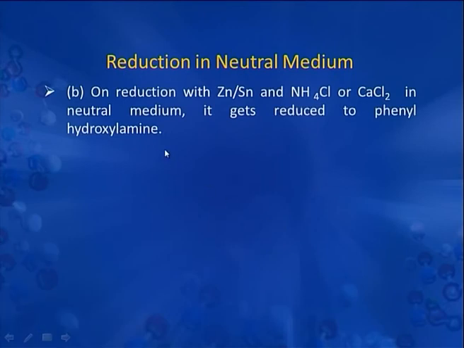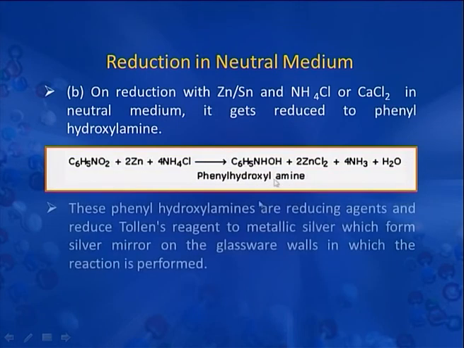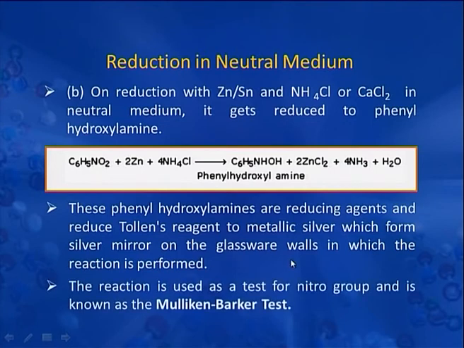On the other hand, upon reduction with zinc or tin in presence of ammonium chloride or calcium chloride in neutral medium, nitrobenzene is reduced to phenyl hydroxylamine. These phenyl hydroxylamines are reducing agents and they reduce Tollens reagent to metallic silver, which forms silver mirror on the glassware walls in which the reaction is performed. The reaction is used as a test for nitro group and is known as Mulliken's Barker test.